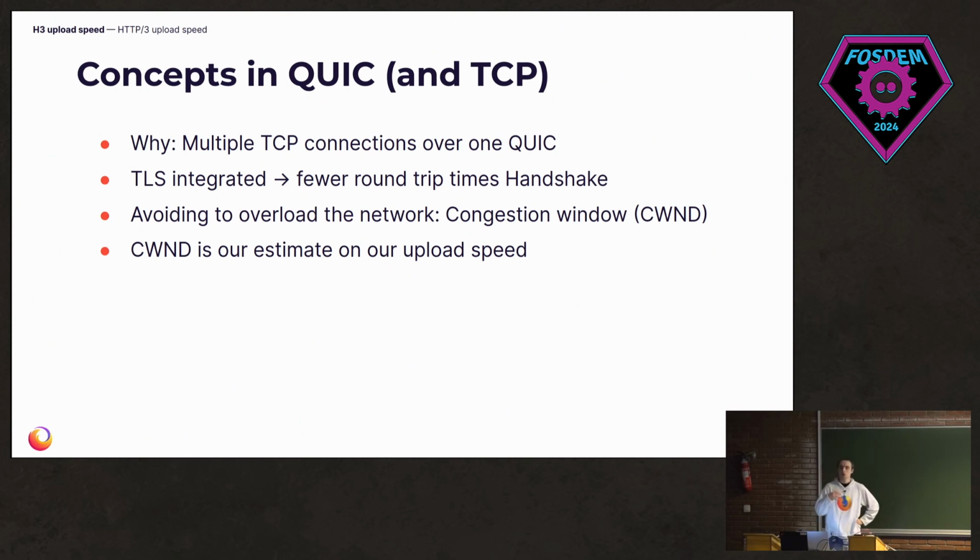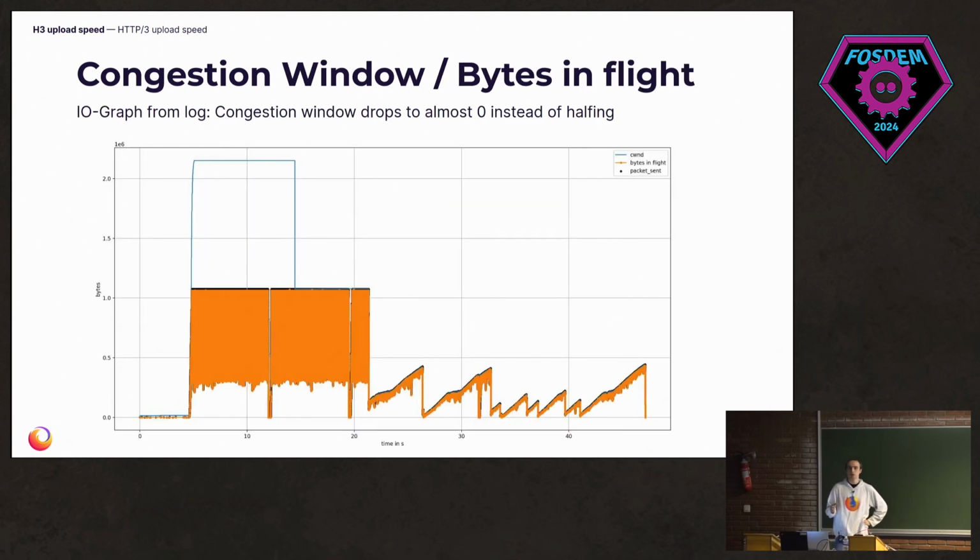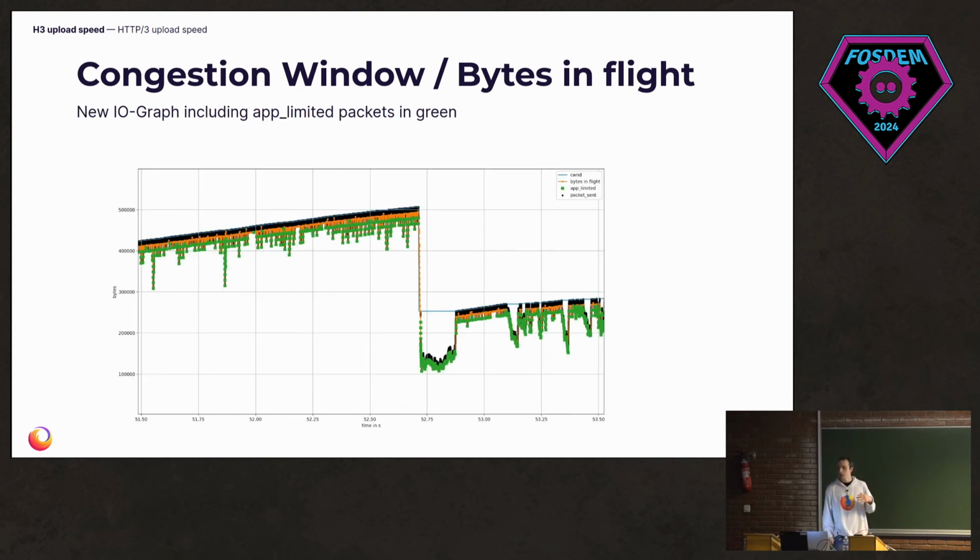And so our estimation depends on us receiving packets. And we want to increase the congestion window only if we are sure that we are using the congestion window, like we are sending as much data as we have in the congestion window, because otherwise we are not sure if our estimate is correct, if we are sending less data than what we estimate we could.